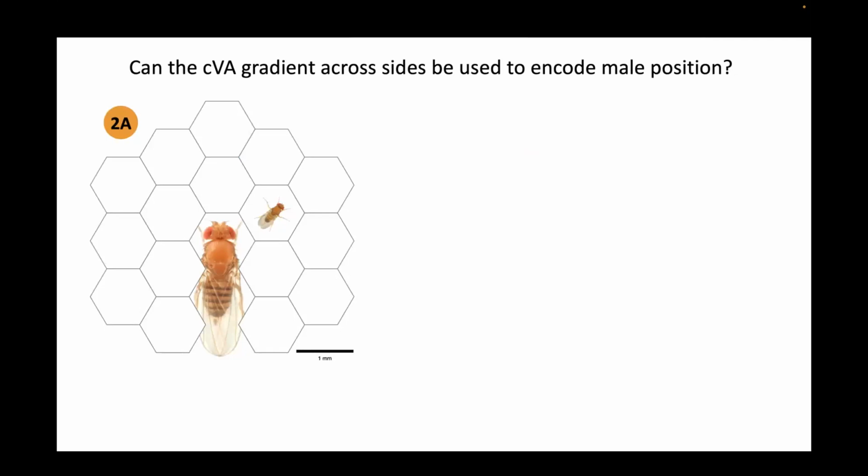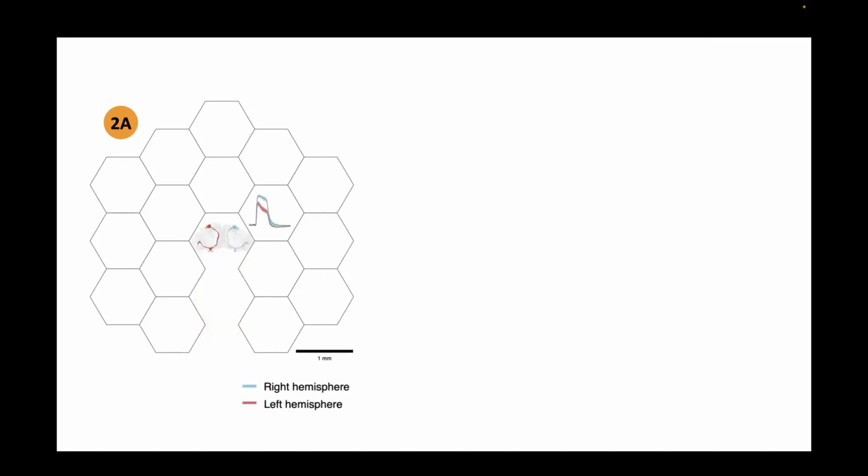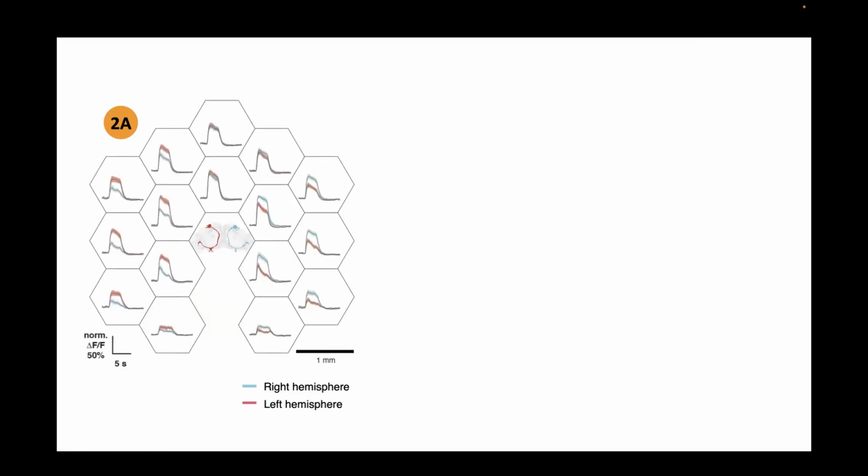Next, we wanted to see, can the CVA gradient across left and right be used to encode the position of the male? So we presented the male in 18 different locations around the female, and imaged from 2A neurons in both the left and right sides. As you see here, the cyan is in the right hemisphere and the red is in the left hemisphere across all of these positions. And we saw, of course, that again, the responses in the right hemisphere were stronger when the male was on the right, and vice versa.